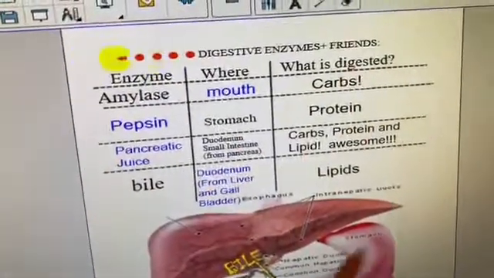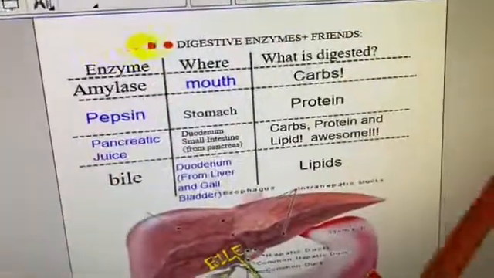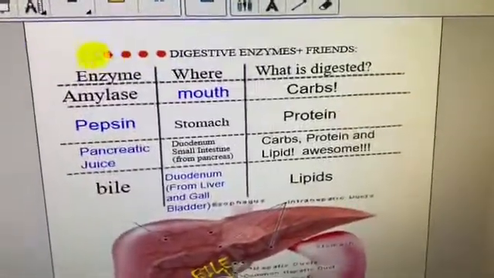Okay, so in your part 2, you're going to fill out this chart. And oh my gosh, I just gave you the answers.